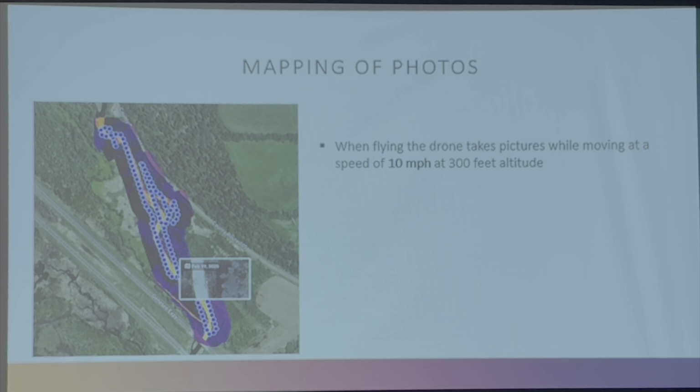So when I fly the drone, I'm moving at 300 feet altitude and moving 10 miles an hour. So it's moving while taking photos. You can see each one of the blue dots, that's a location where a photo was taken. And it takes a color image and a thermal image simultaneously.